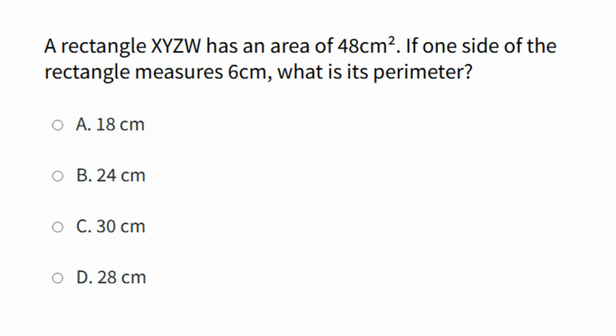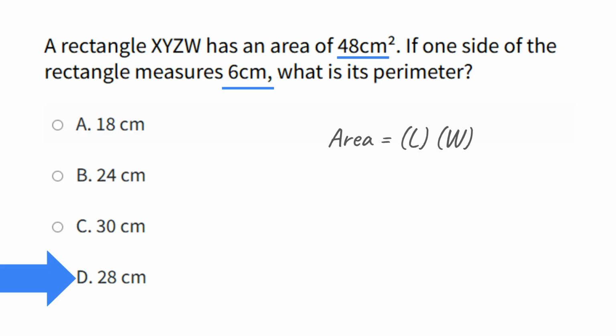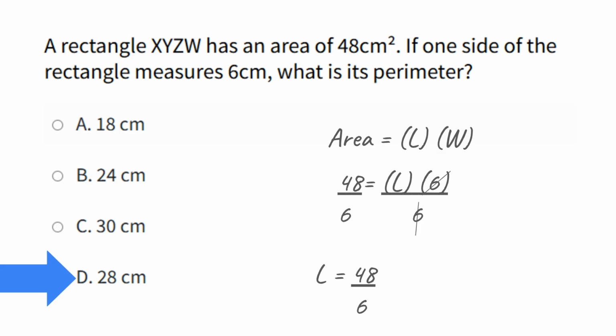The correct answer is D. 28 centimeters. To find the perimeter of a rectangle, you need to know both the length and the width. Given the area and the height, you can find the length. Area equals length times width. Given that the area is 48 square units and the height is 6 centimeters, 48 equals length times 6. To find the length, divide both sides by 6. Length equals 48 divided by 6 equals 8 centimeters.